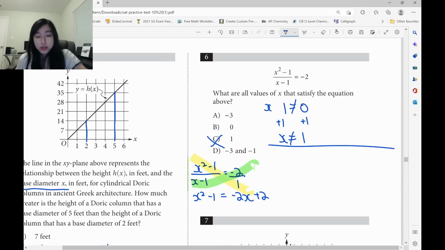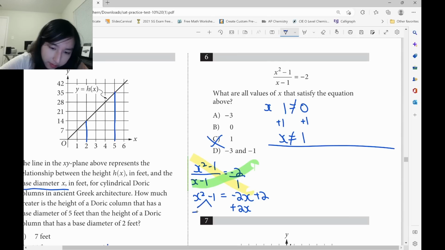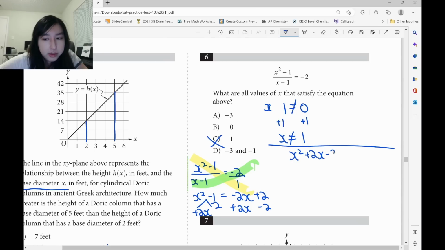positive 2. This is a quadratic equation. You can tell because there's a square, x squared, and there's an x. So typically with quadratic equations, they must all equal 0. So we have to shift everything so that it equals 0. To shift negative 2x, you add 2x. So you have to add 2x here. And to shift the positive 2, you subtract 2. So subtract 2. That will give you x squared plus 2x minus 3 equals 0.